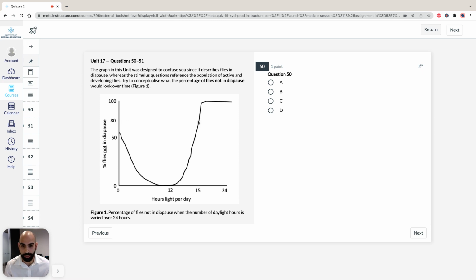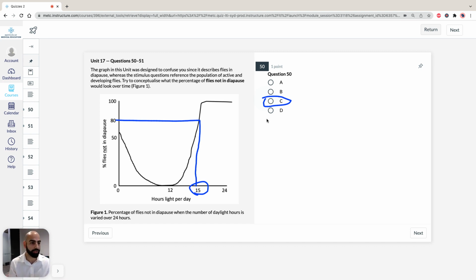If we go across here, 80% is somewhere between 14 and 15. If I draw a line, it's going to be somewhere between the 14 and 15 mark. So if we use this graph, the graph that would have made it so much easier, but obviously ACER just wants to see if you can read graphs, the answer for 50 has to be C. But if we're using the graph that ACER provides, note that if it's growing and developing, it's not in diapause.